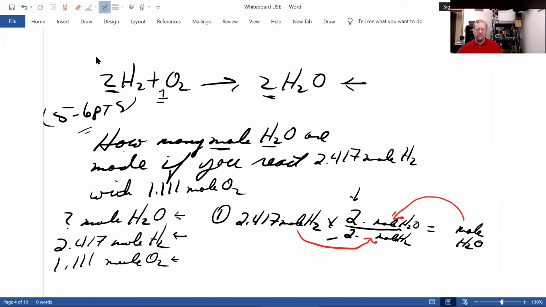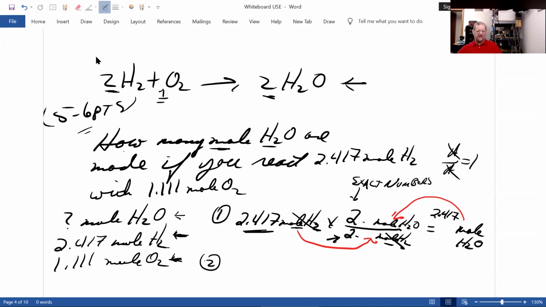Remember, these are both exact numbers, which do not play a role in determining how many significant figures your answer should have. Notice this is four significant figures. I'm going to use my internal calculator. This is my answer. Now, I should have done this first: make sure your units cancel out. Moles of hydrogen divided by moles of hydrogen cancel out, because anything divided by itself equals one. And I'm left with moles of water. Now, you have to do this calculation for each reactant. I did hydrogen. Now I'll do oxygen.